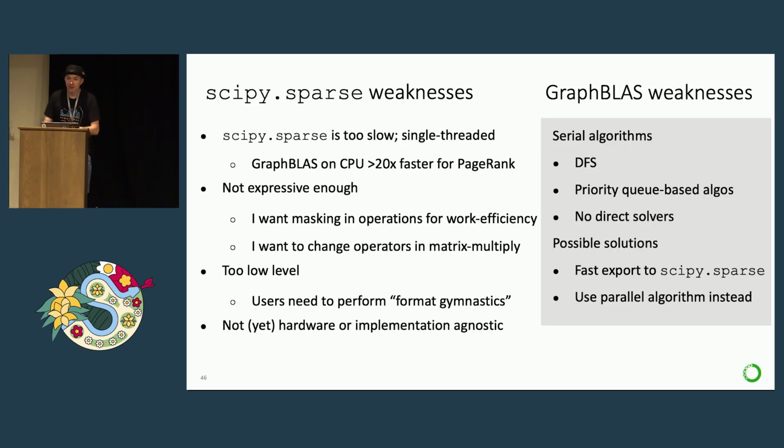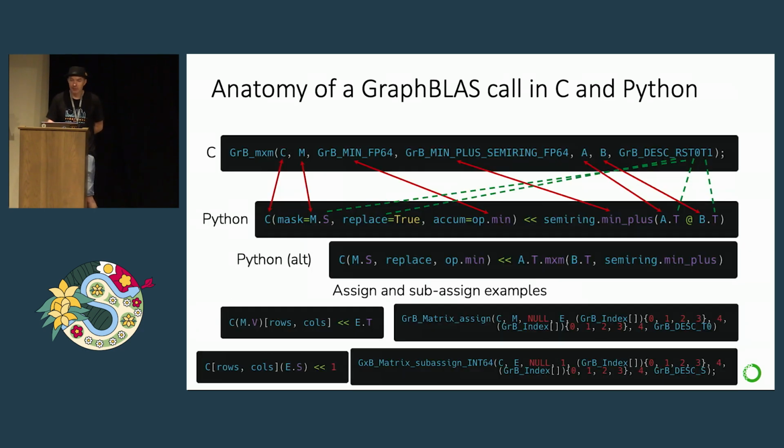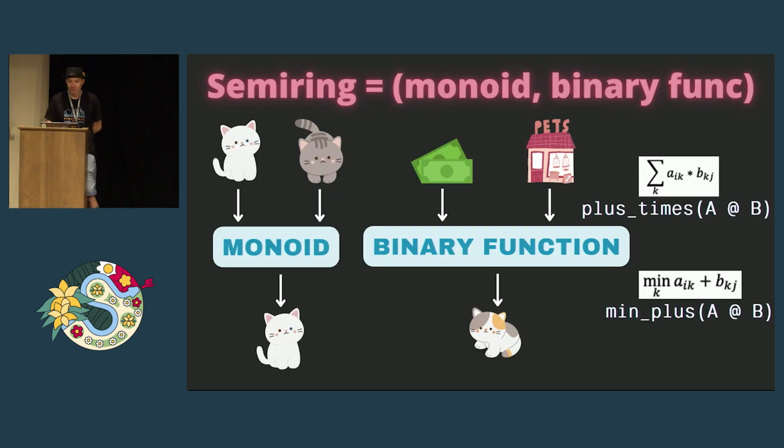So if you want to ask questions about comparison with SciPy sparse, like why do we need another sparse library? For all the reasons Jim talked about. Semirings. And it's single threaded, and it's not expressive enough. Like missing data does not mean zero. It means missing in GraphBLAS. So we could talk about this, and we could dive into the anatomy of a call, or what is a semiring.